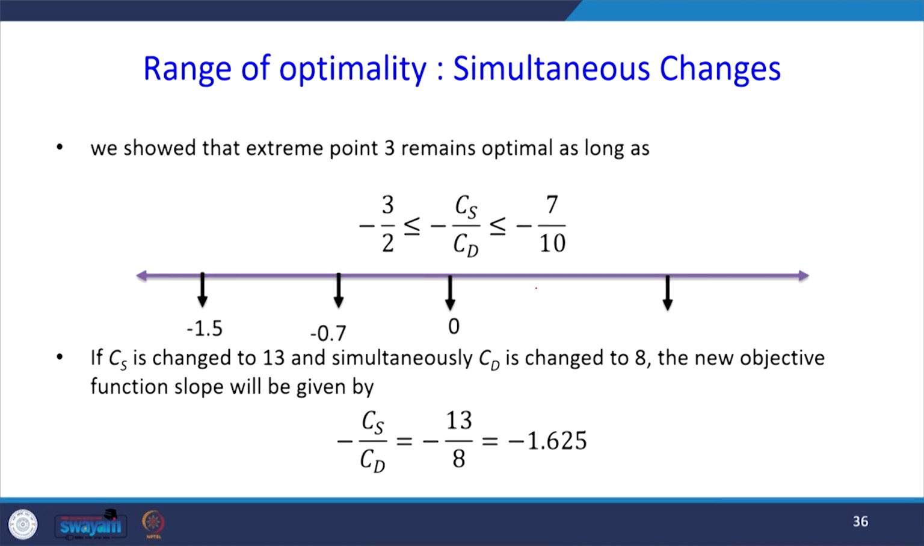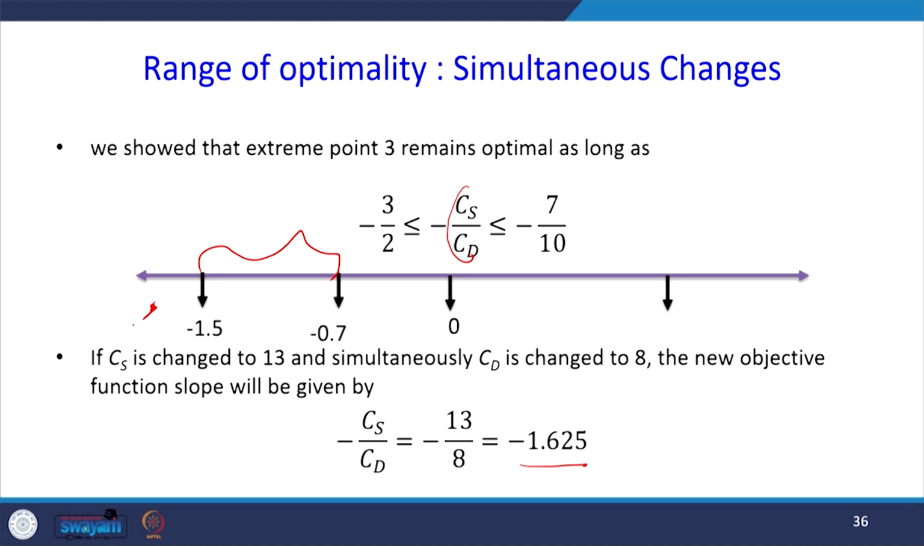I have brought in the number line here. As long as this ratio is within this limit, that will not disturb our optimal solution. If CS is changed to 13 and simultaneously CD is changed to 8, the new objective function slope will be given by minus CS by CD. So, we will get minus 13 upon 8, which is minus 1.625, and this will fall on this side.